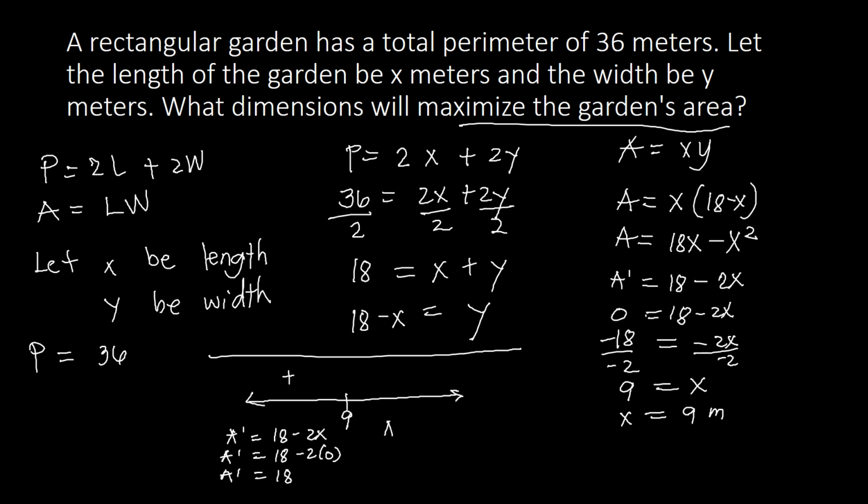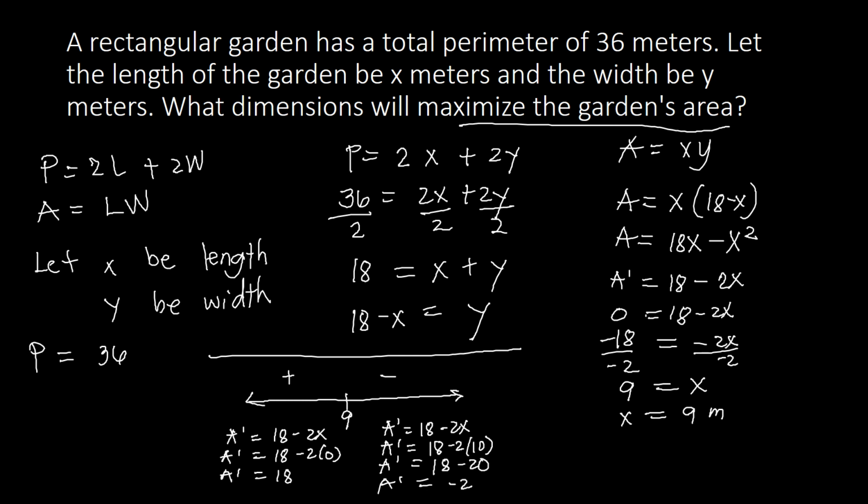Next, we are going to test out the next region. So we're using again the first derivative test. A prime is equal to 18 minus 2x. We're going to get a value right after 9, or at the right side of 9. That could be 10, 11, 12, or whatever you've got. And A prime here is 18 minus 20, wherein this will give off a negative result. So negative 2. That means this is negative.